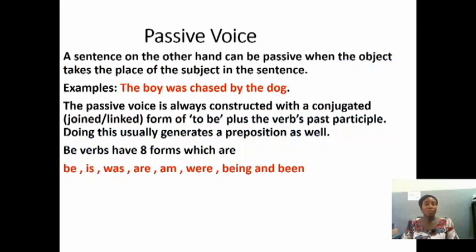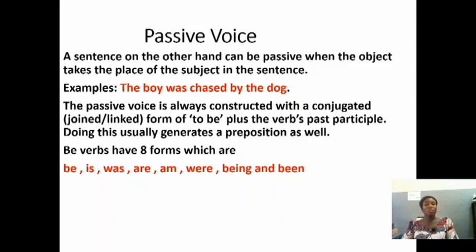If we look at the passive voice, on the other hand, a sentence can be said to be passive when the object takes the place of the subject in the sentence. Example, you have the boy was chased by the dog. Okay?